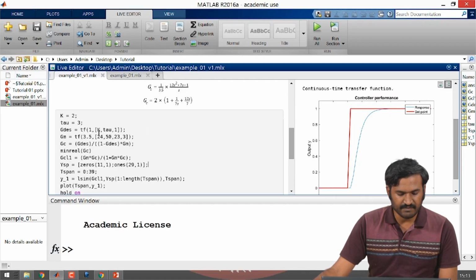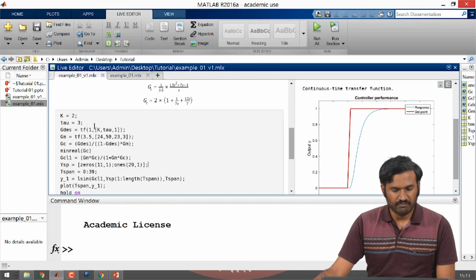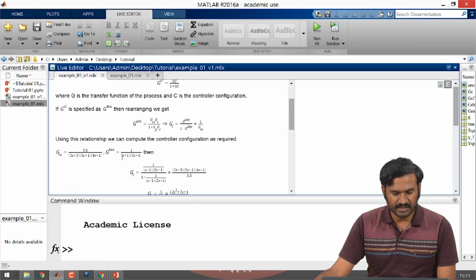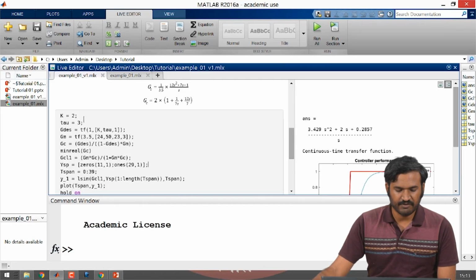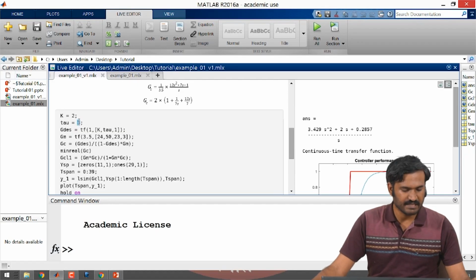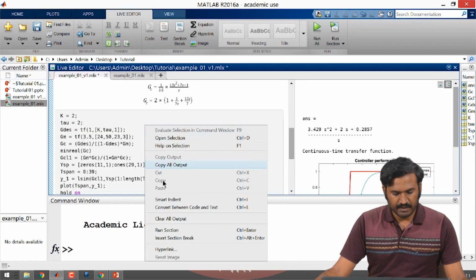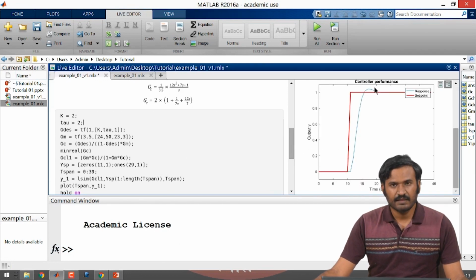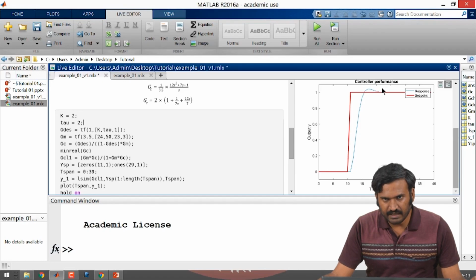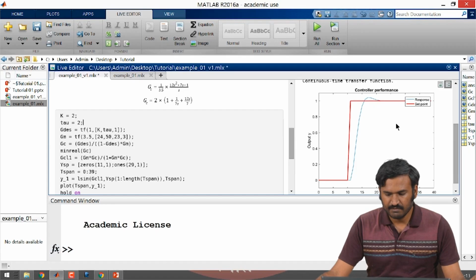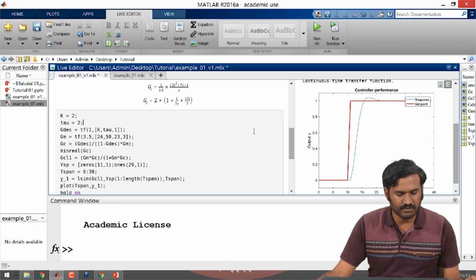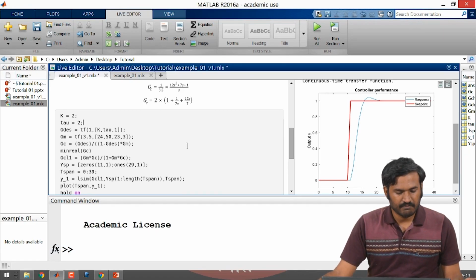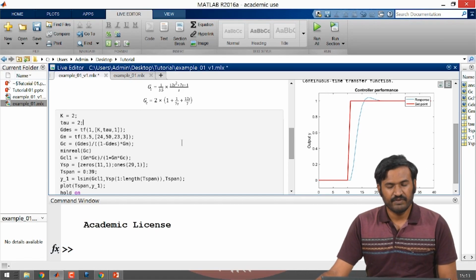We can change the values of the desired transfer function here, and then check whether the performance looks similar. So let us change the value tau and run the example again. As you can see, there is a little bit of overshoot in this graph, and similarly you can do the tuning by specifying different G desireds.